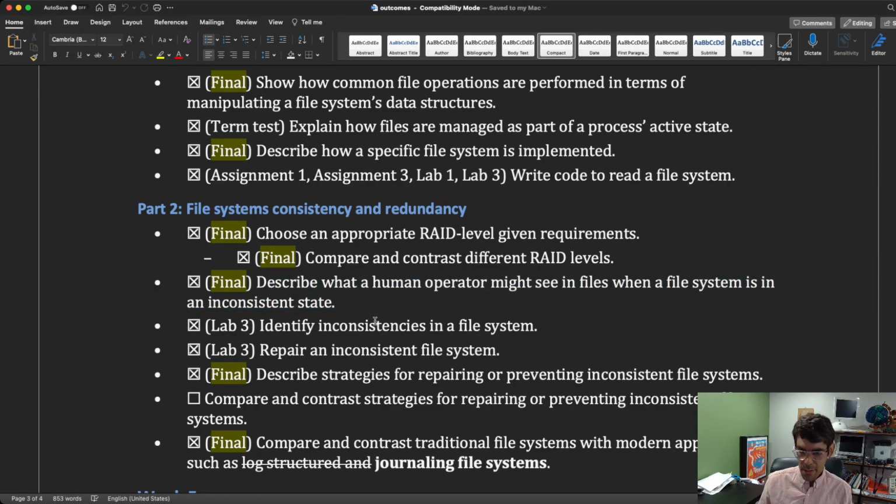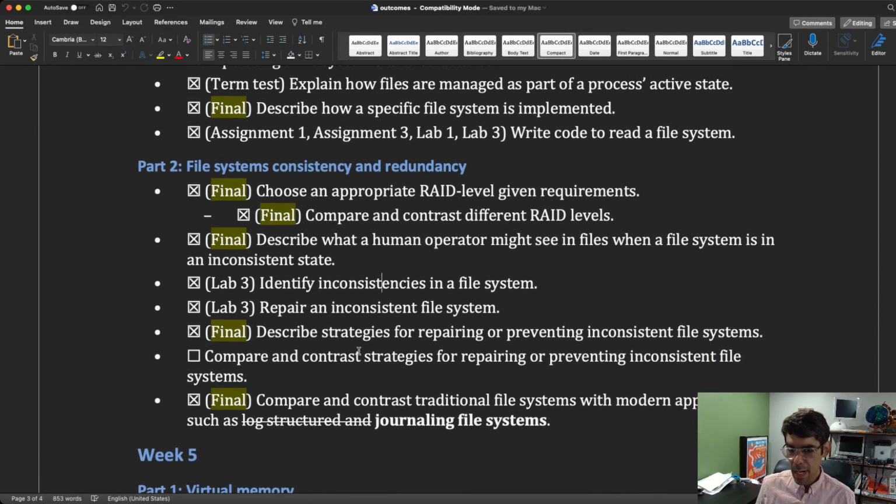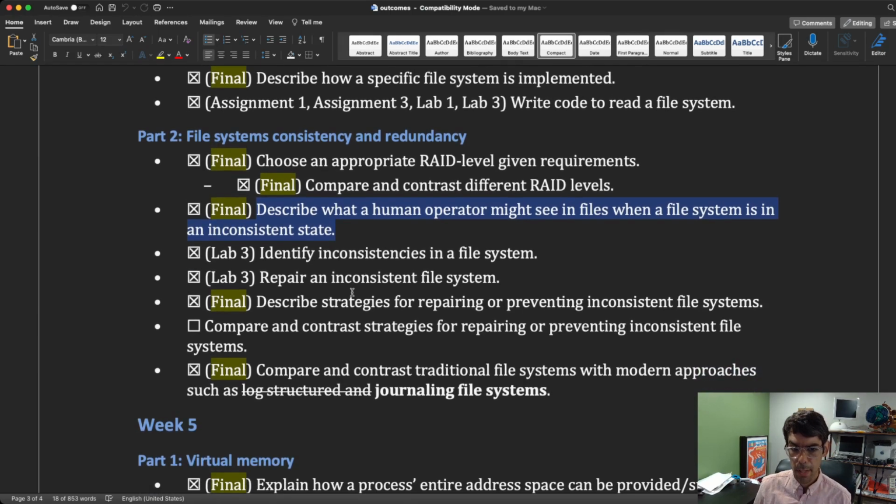I'm not going to ask you to identify inconsistencies in a file system. You may need to describe inconsistencies, but I'm not going to say, here is an example file system, tell me what the inconsistency is. So you should know how a file system can be inconsistent, again at the level of high-level data structures, but you're not going to be given a file system and asked to identify that inconsistency.